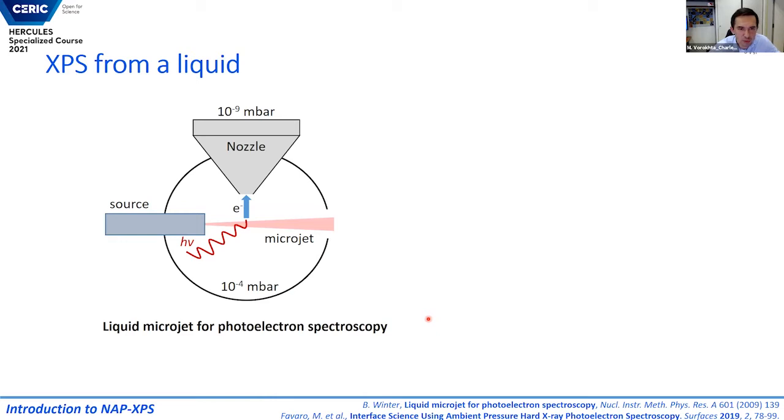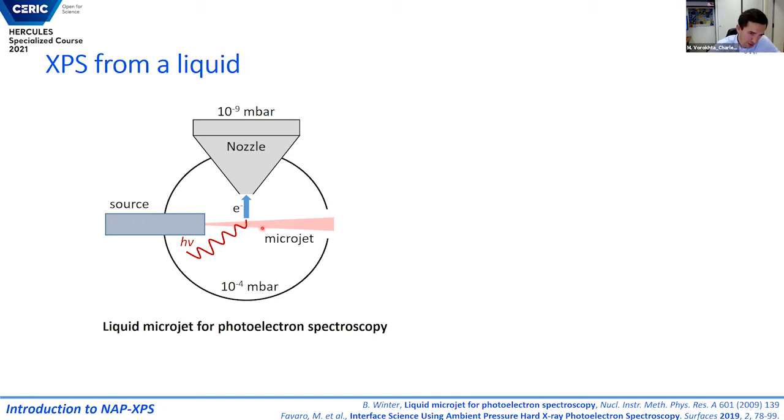So for this, you can use two approaches. One is shown here. This is the use of a liquid microjet. It means you disperse, for example, some solid particles in a liquid, and then you use a microjet, which is the jet of this liquid, of this suspension. Then you can approach such a microjet with the nozzle and try to analyze it and the particles inside.